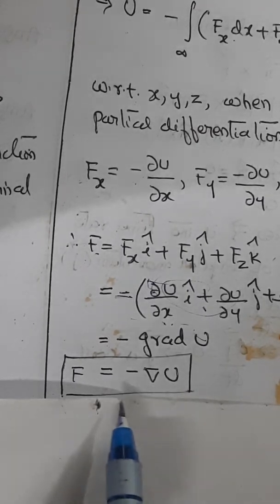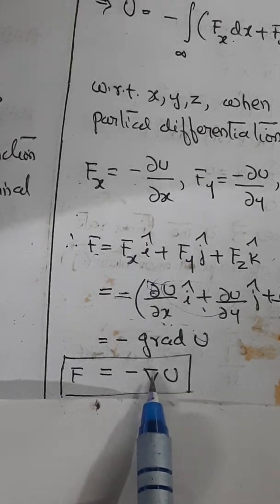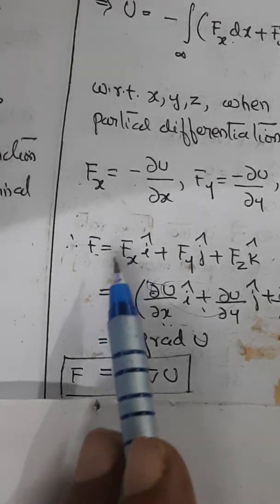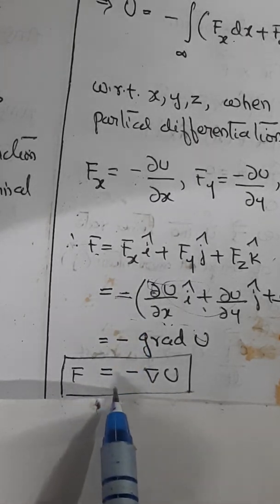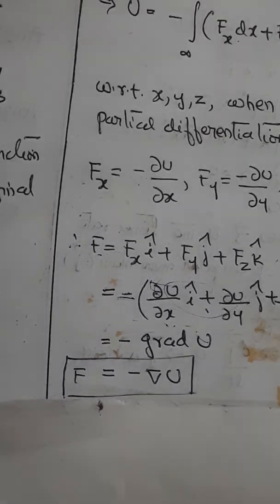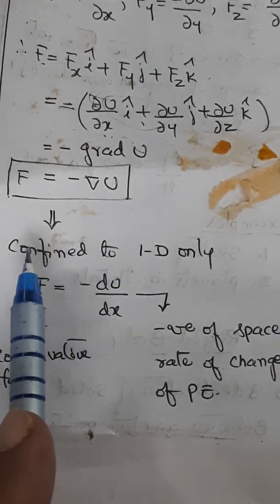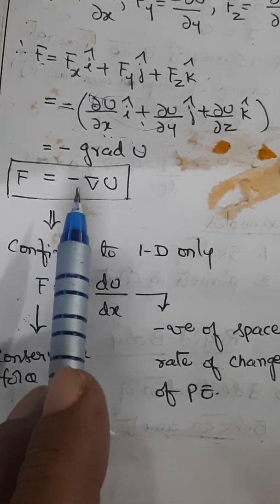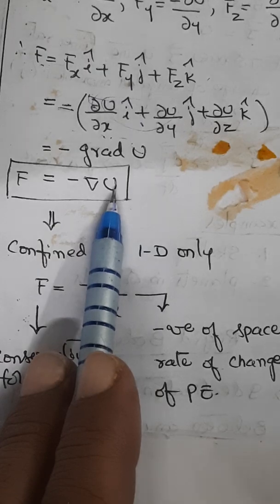So when instead of 3 dimensions, if you restrict yourself to only 1 dimension, then you have F is equal to minus dou u by dou x only, showing that conservative force is a negative of the space rate change of potential energy. Thus through this we have proved that the conservative force is equal to the negative gradient of the potential energy.